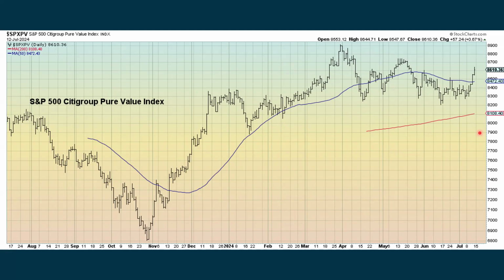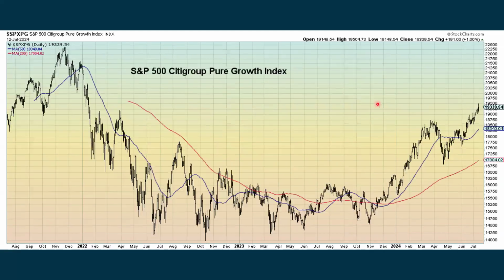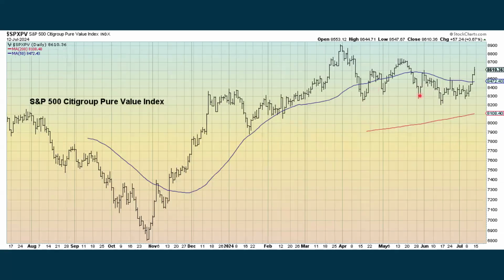Well, when we look at growth on the previous chart and then here with value, we also see that value is in an uptrend, but it's not really breaking out. If we show the previous chart, this is more in a solid uptrend where we've been chopping more or less sideways when we look at the value index.